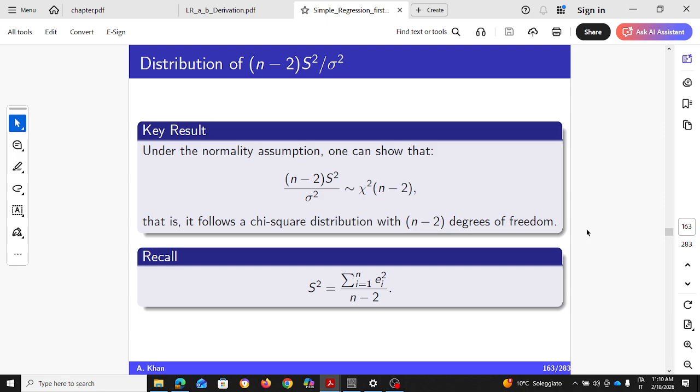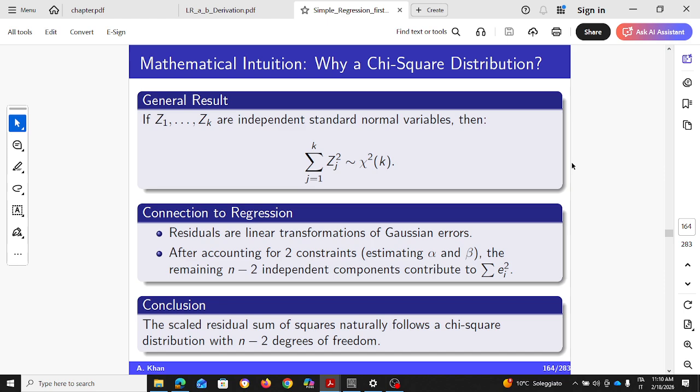Now, similarly, under the assumption of normality, one can say that this variance estimator multiplied by n minus 2 degrees of freedom divided by sigma square follows a chi-square distribution. So S square was this. We can rewrite it in this form. But the key point here is that the distribution should be normal.